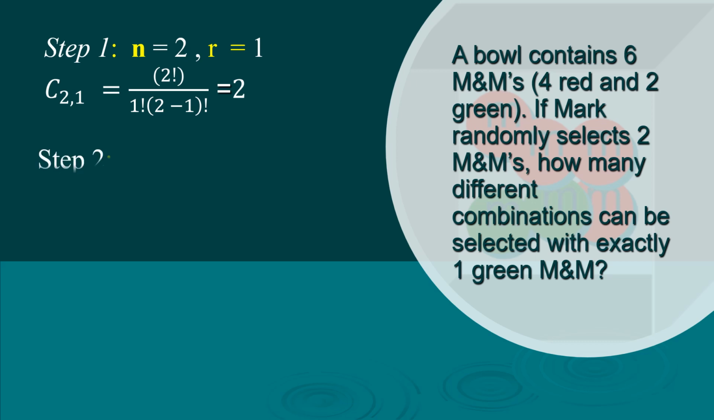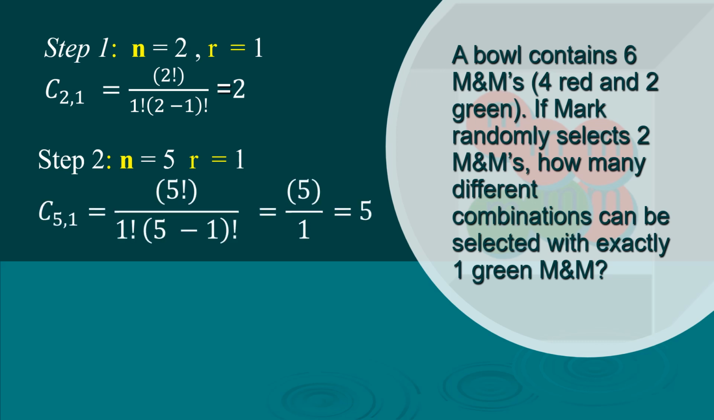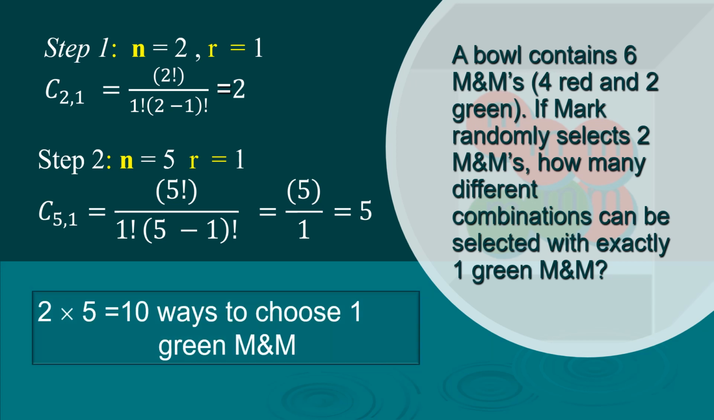Next, the other M&M must come from the remaining ones. With 1 green and 4 red, we have 5, so n equals 5 and r equals 1. Calculating, we get 5 factorial divided by 1 factorial times 5 minus 1 factorial, and the result is 5. So by the mn rule, we have 2 times 5, and that is equivalent to 10 ways.